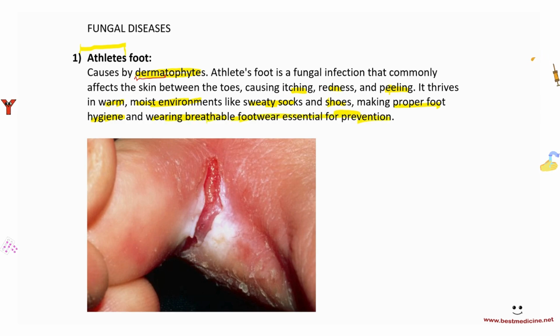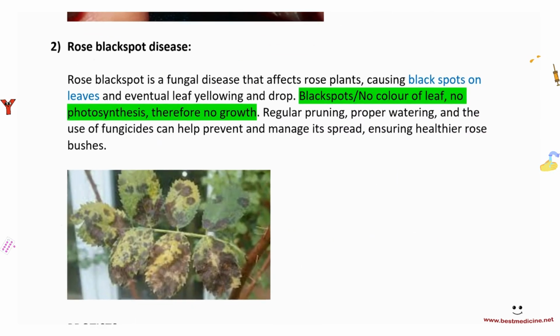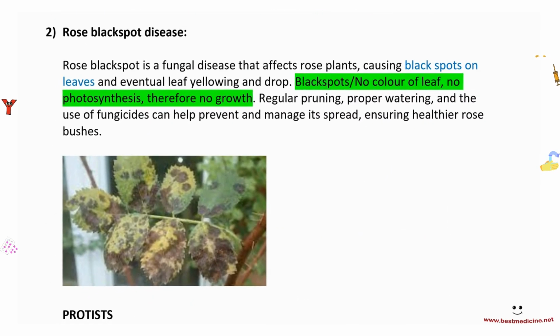The other type of fungal disease is called rose black spot disease. This is a little bit similar to tobacco mosaic virus. So rose black spot is a fungal disease that affects rose plants. And again, what this does essentially is it causes discoloration of the leaves. But instead of becoming yellow, they become black. Okay, so it causes black spots to develop on the leaves, and eventually leaf yellowing and drop.